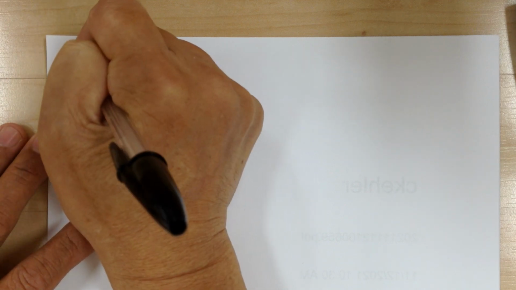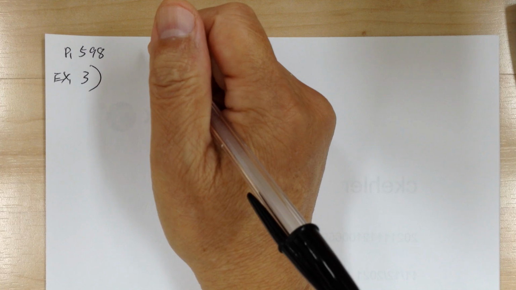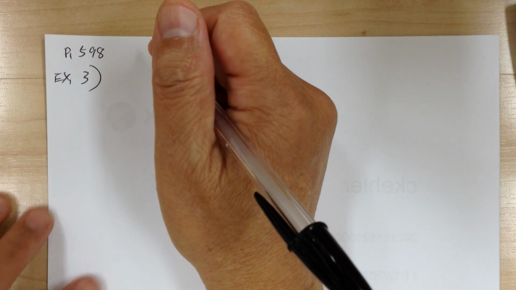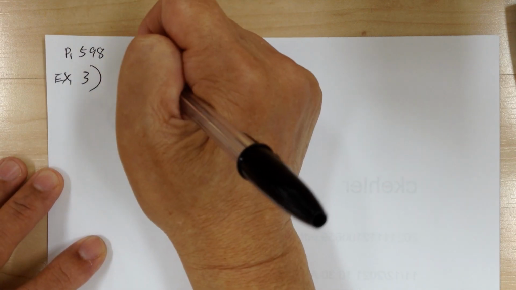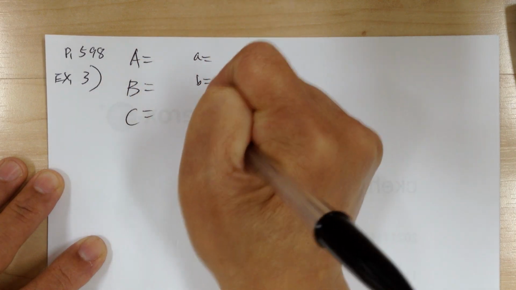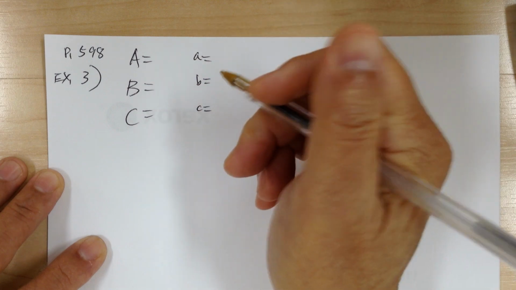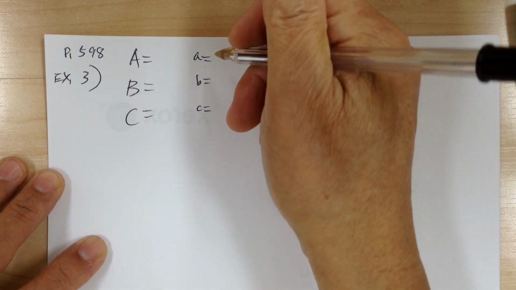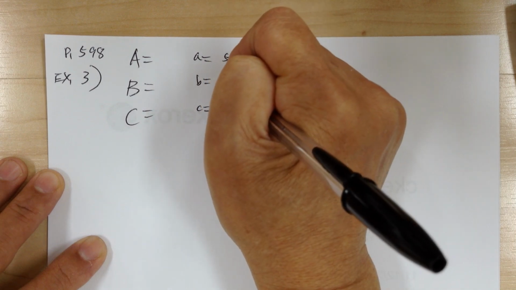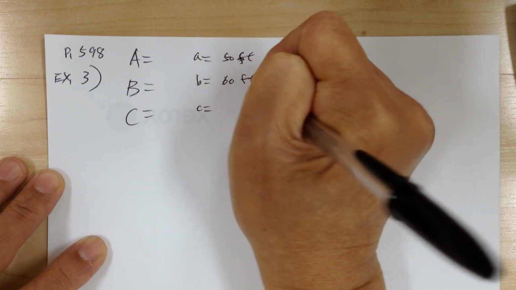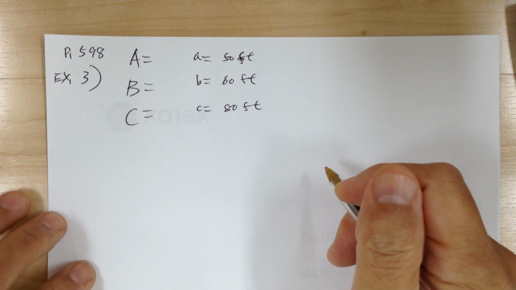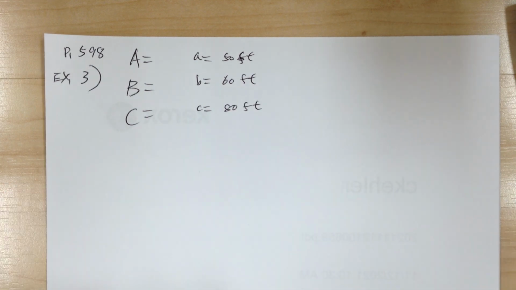Okay, example 3. It says a triangular city lot has a side length of, so you got 3 sides. So in this case, you don't know the angles. And they only give you 3 sides, so it doesn't matter which is A, B, C. So let's just call it A, the first one, 50. Let's just go down in order. And B equal to 60, and C equal to 80. So the three sides are given.